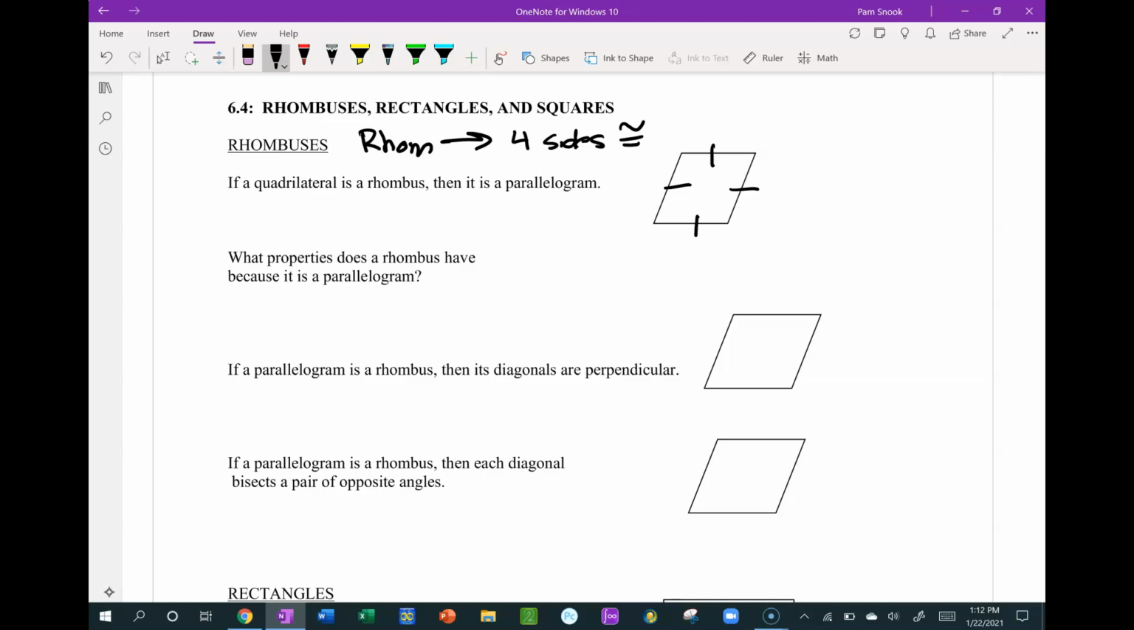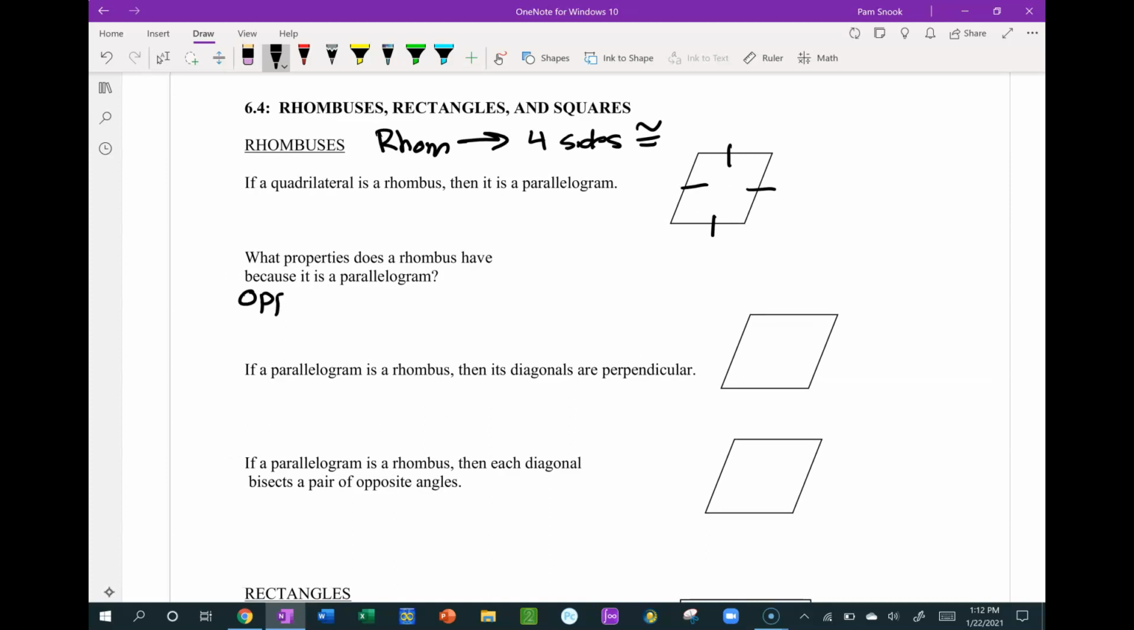And so because a rhombus is a parallelogram, we know that the opposite sides are congruent, and as all four of them are congruent anyways, check. We know that opposite sides are parallel. The opposite angles are congruent. The consecutive angles are supplementary, and the diagonals bisect each other.